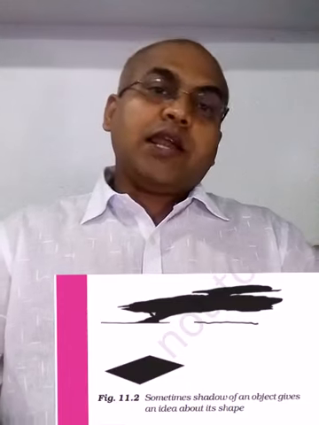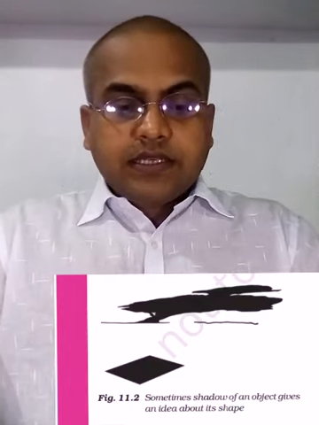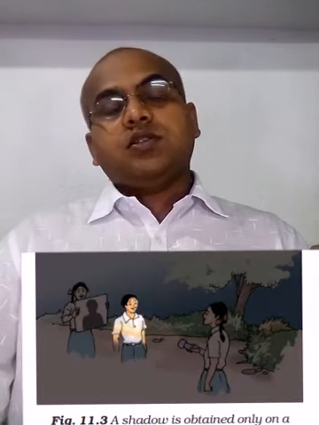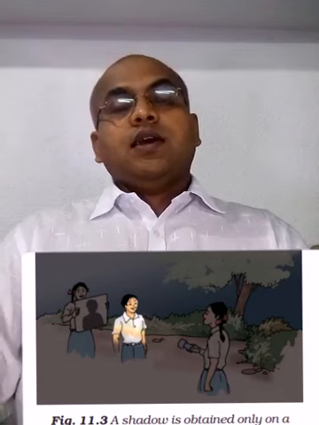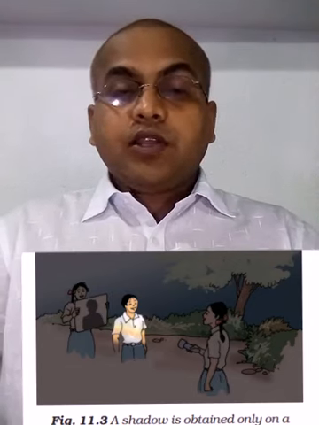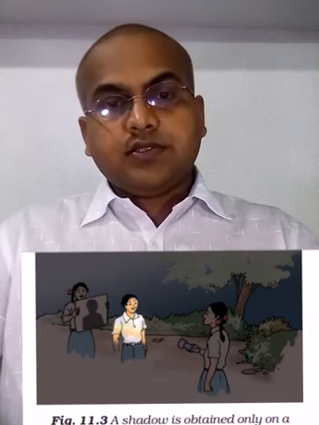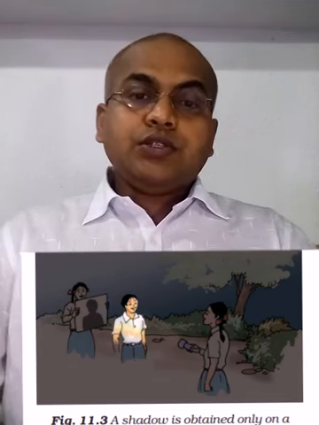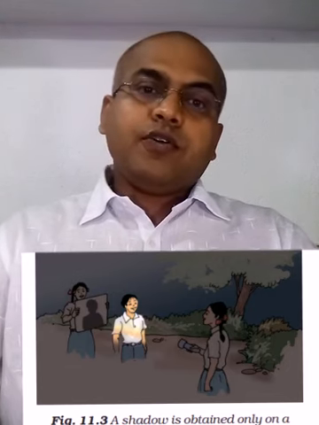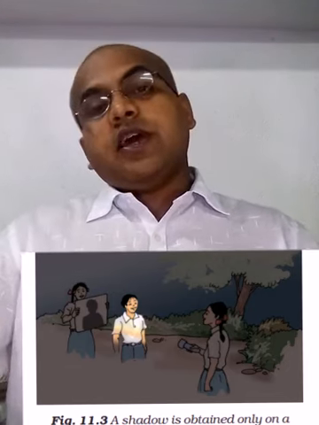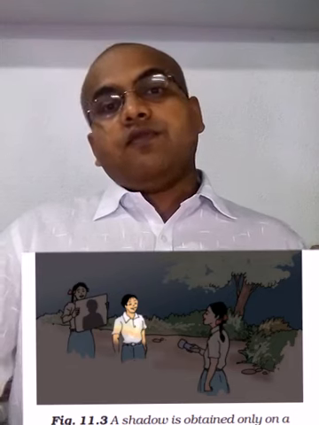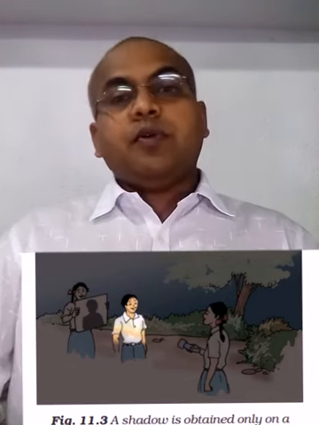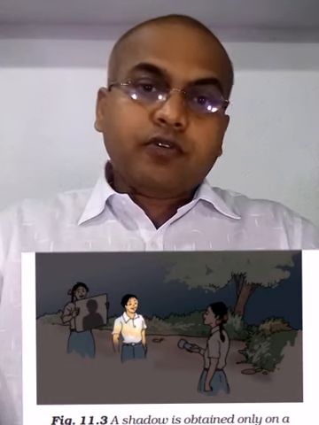Now there is another activity we have to do. In this activity, in the evening time, move with your friend in the field. Put the torch so that the light of the torch falls on your friend's face, and then try to see the shadow of your friend. If there is some building or some trees, then the shadow will fall on the building or trees, and you are able to see the shadow of your friend.